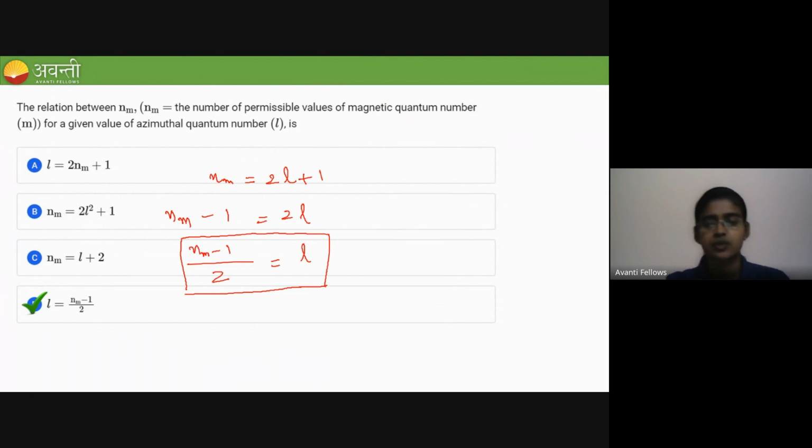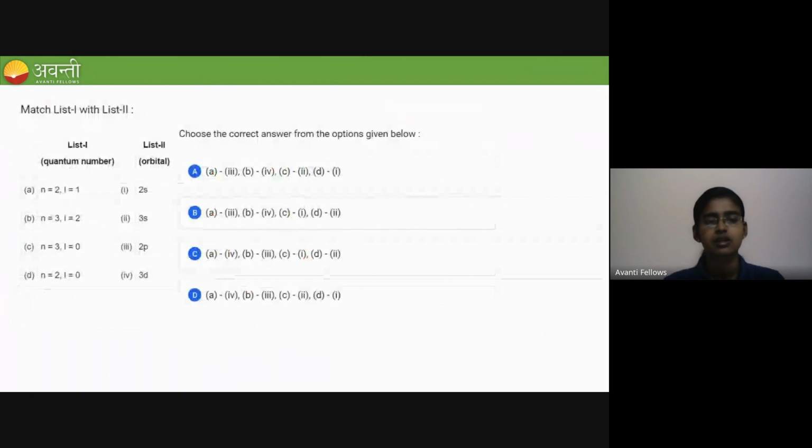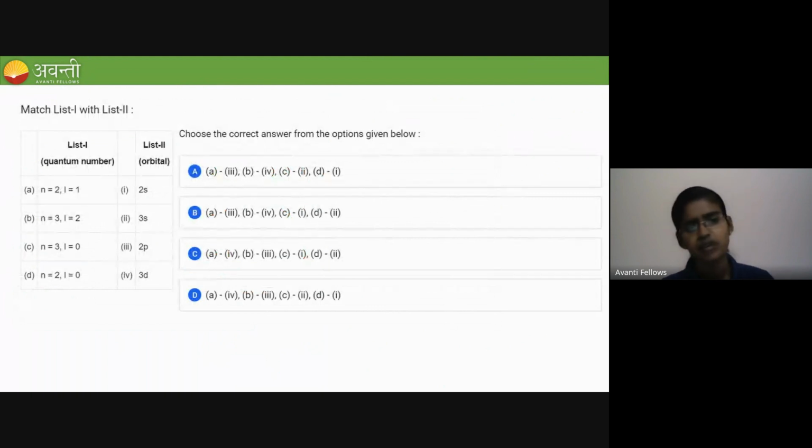Now let's see the next question. You have to match list 1 with list 2. The quantum numbers n and L are given. We have to find out the corresponding orbital and match it. Here n is equal to 2 and L is equal to 1. L is equal to 1 is for p orbital.